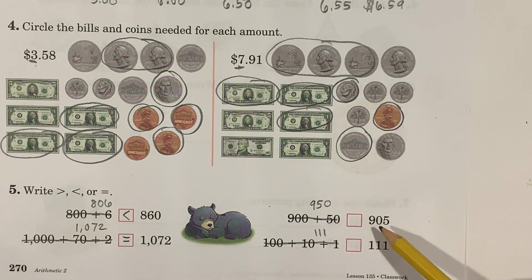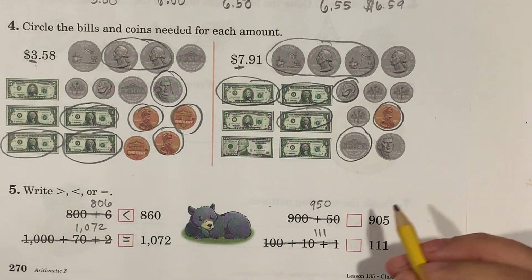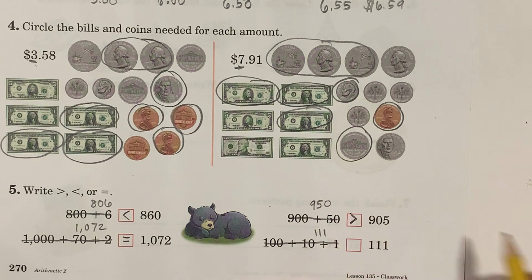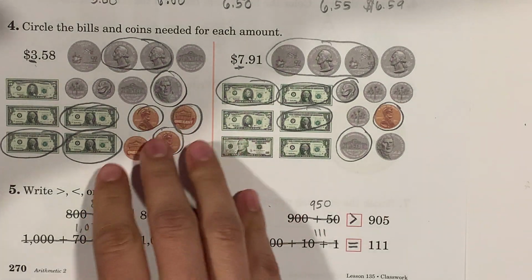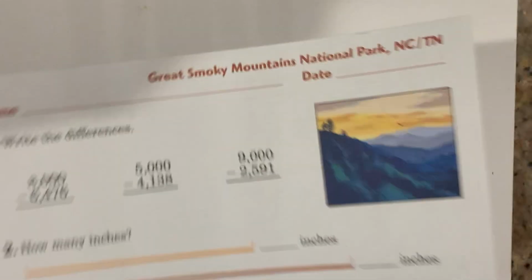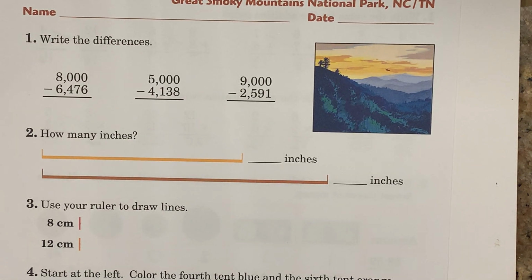Over here we have 950 and 905. Is 950 greater than or less than 905? And then we've got 111, 111. Those are both the same number. Okay, that is the end of page 270. We're going to flip it over and I'm going to show you guys how to do a couple of problems on the flip side.